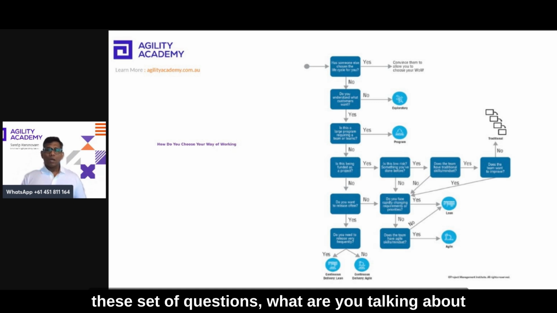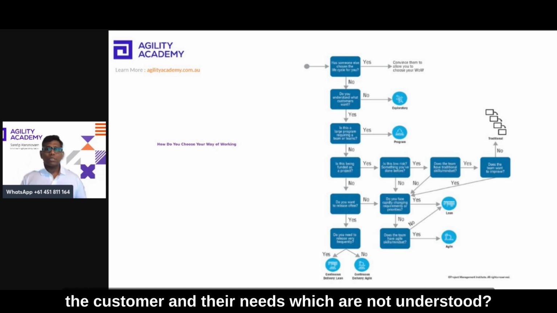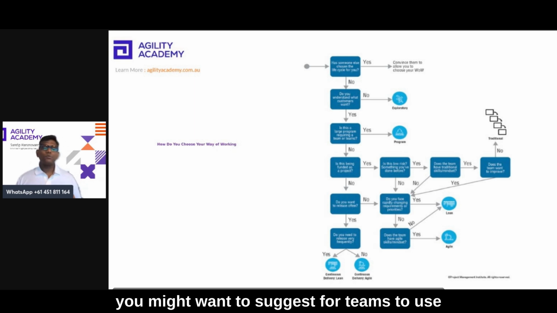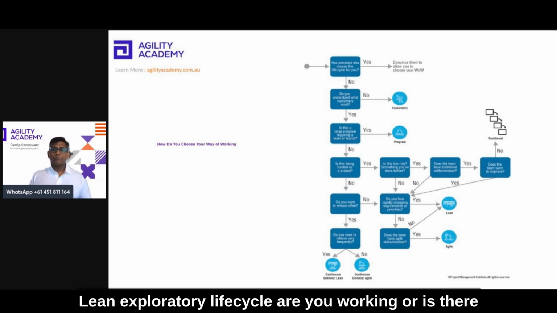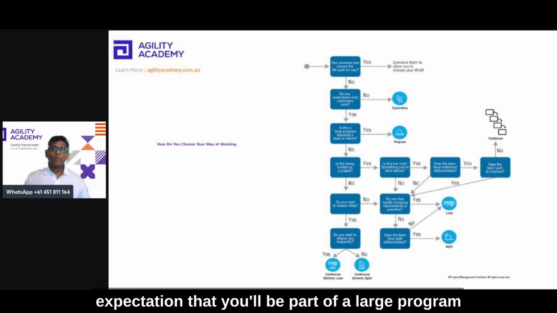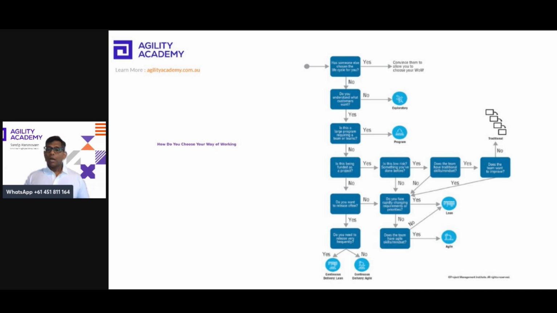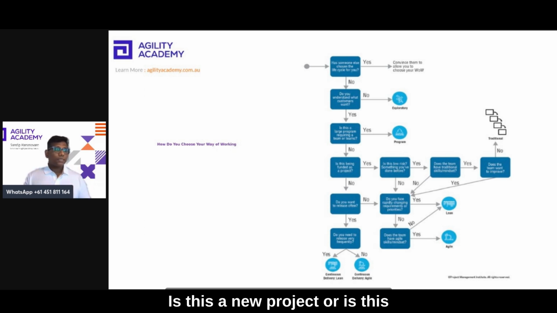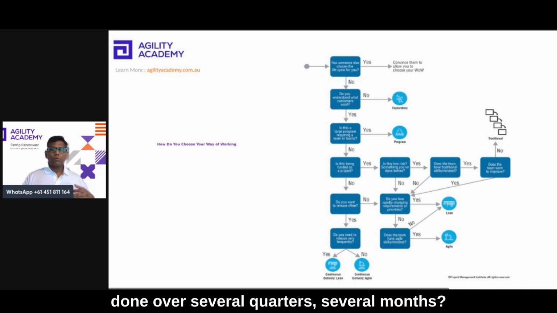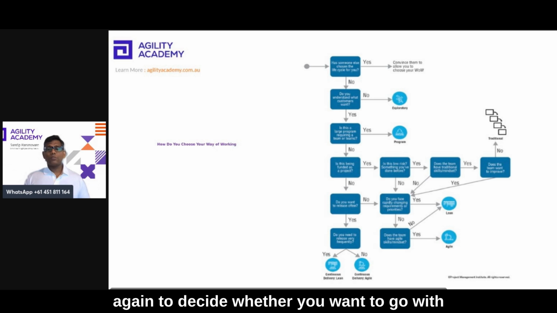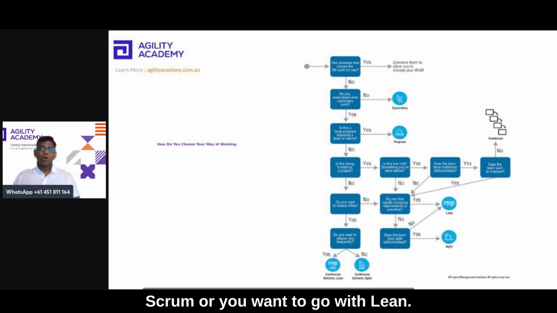And that's the reason you need to step back and see, based on this set of questions: are you talking about a customer and their needs which are not understood? If the answer is yes, you don't know, then probably you might want to suggest teams use the lean exploratory life cycle. Is there an expectation that you'll be part of a large program where multiple teams need to be involved? Then probably you'll go with the program life cycle. Is this a new project, or a significant amount of work which needs to be done over several quarters, several months? If the answer is yes, then you will again have the option to decide whether you want to go with Scrum or Lean.